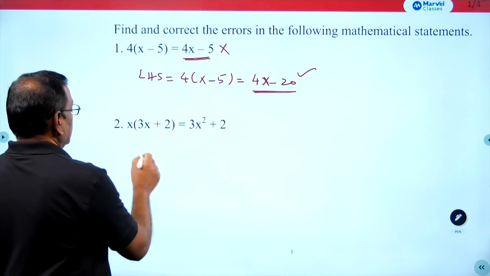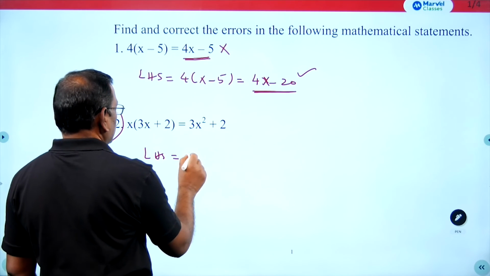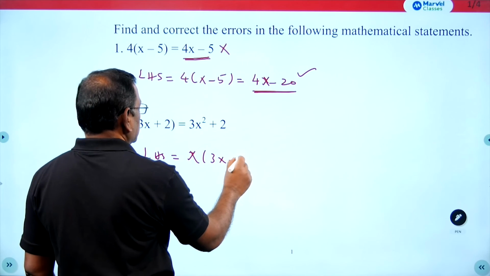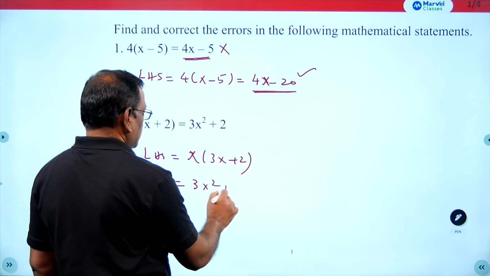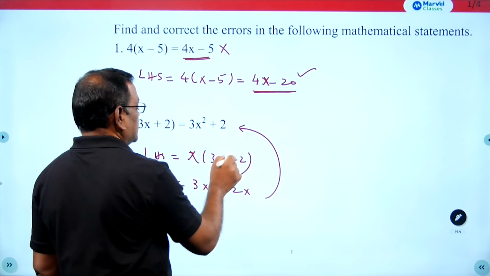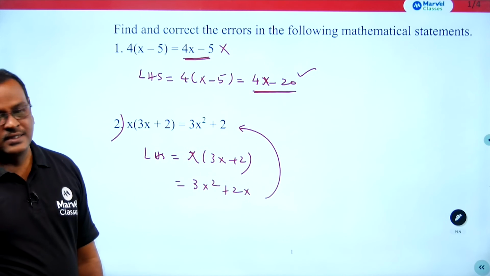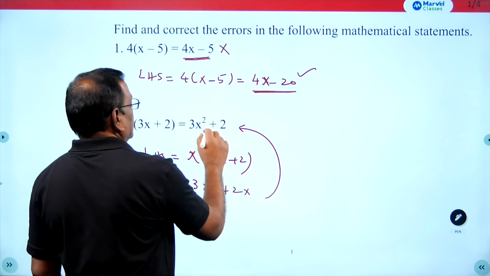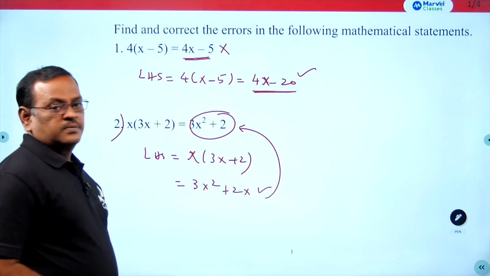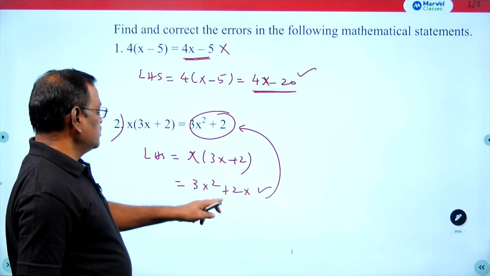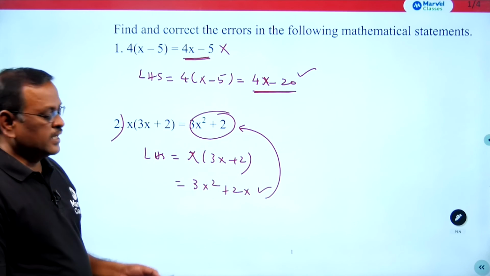And second example, LHS equal to x into 3x plus 2. Now multiply term by term. If you multiply term by term, 3x square plus 2x. Now compare with this expression. Here only 2 is there, but in the final expression 2x is there. That is the error. So how to correct? What is the correct expression? The correct expression is this, and this is the error expression. Okay. Replace 3x square plus 2 by 3x square plus 2x. This is an example for linear type.